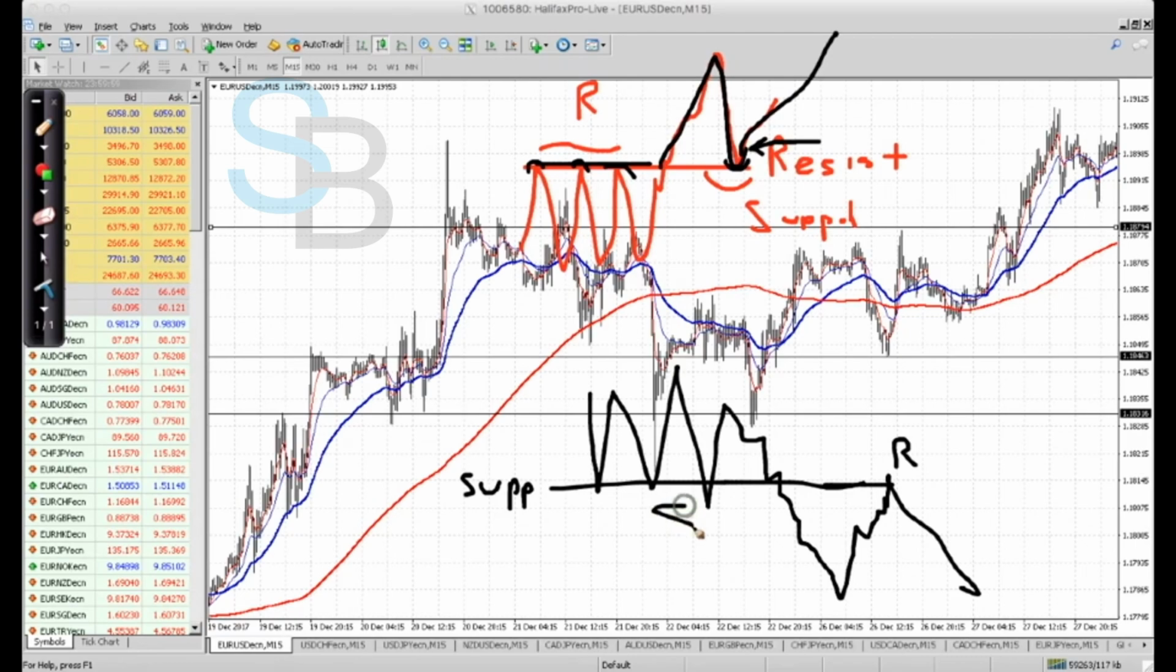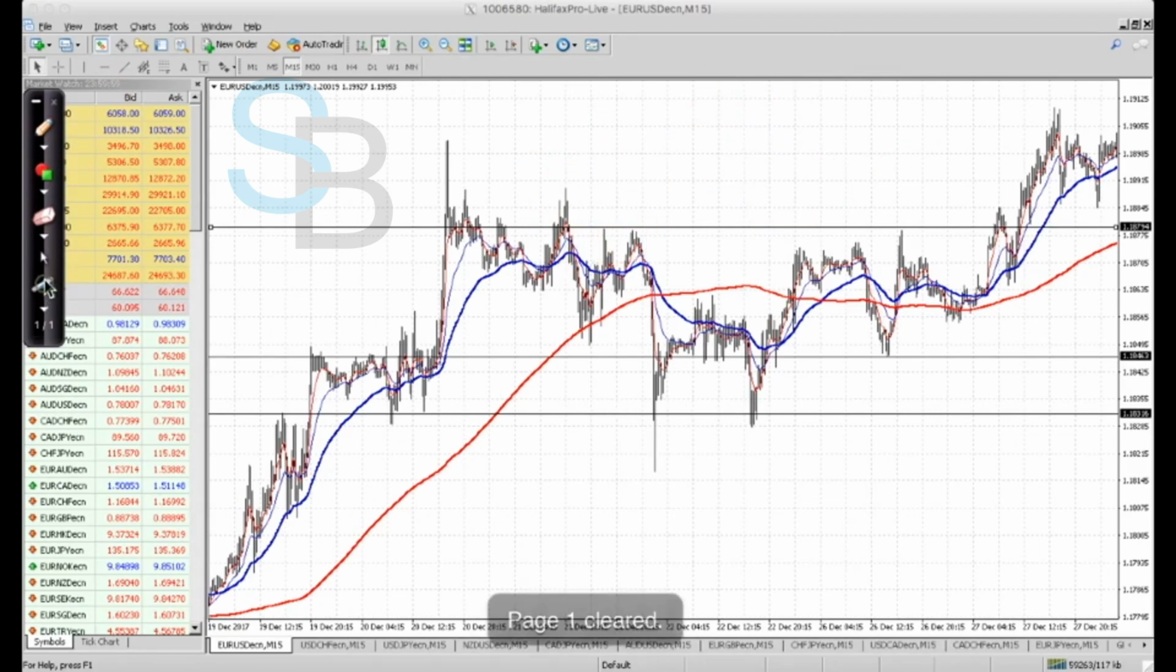So similarly, this is a support level, right? Test 1, test 2, test 3, it breaks the support, goes up, hits resistance, comes down, and that's where traders go short, all right? So let's take a look at that phenomenon on this chart. Do we have that phenomenon?